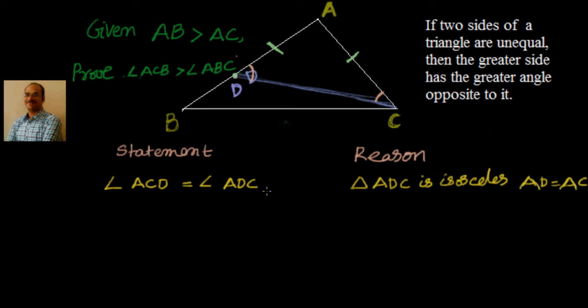Right. Now what do I have to prove? I have to prove ACB. I am there with ACD. I see that if I add ACD plus this small part, I can get ACB. So I will do that. The next step will be, I will say angle ACD plus angle DCB is greater than angle ADC.